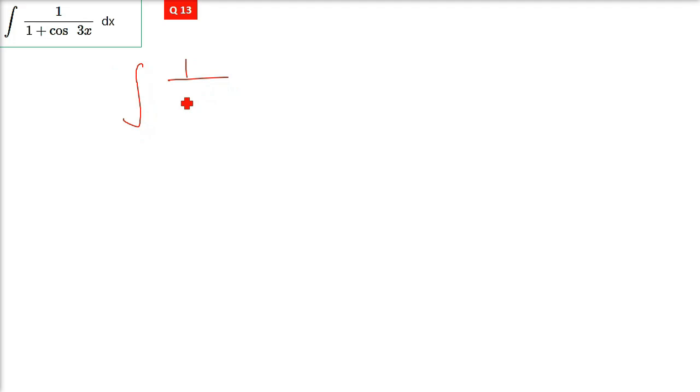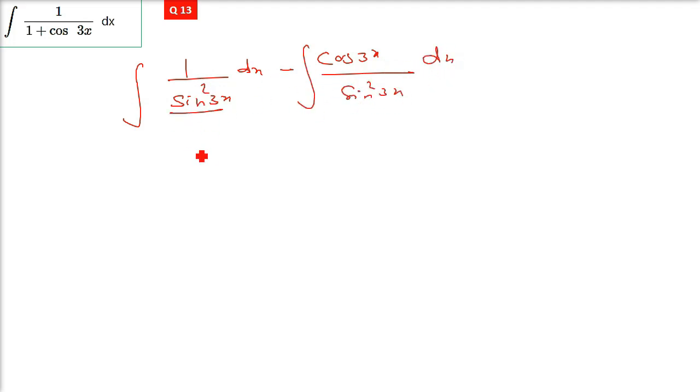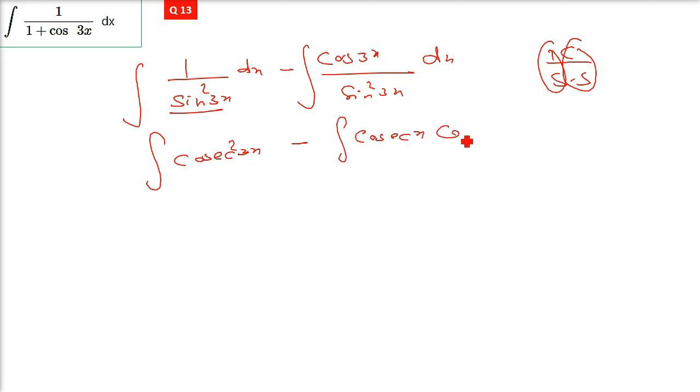So we'll separate them out: 1 by sin square 3x, and the other term is cos 3x divided by sin square 3x, with the dx. 1 by sin square 3x is cosec square 3x for integration. For cos 3x by sin square 3x, we take cos by sin as cot and 1 by sin as cosec, so this is cosec and cot. Actually, wherever I'm saying x, it is 3x, please remember, because my tongue is programmed for x, but it is 3x in this case. Integration of cosec square 3x is minus cot 3x.